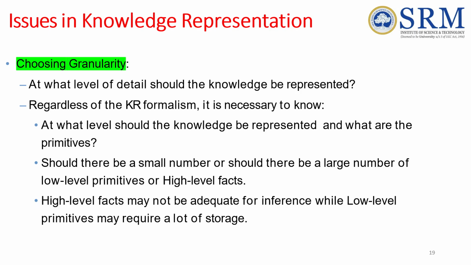In low-level primitives, knowledge can be represented using detailed facts and attributes. Birds have wings, birds have feathers, birds can fly, birds lay eggs. It supports detailed reasoning, more accurate inference, and can answer complex queries. So these are the important aspects of it.